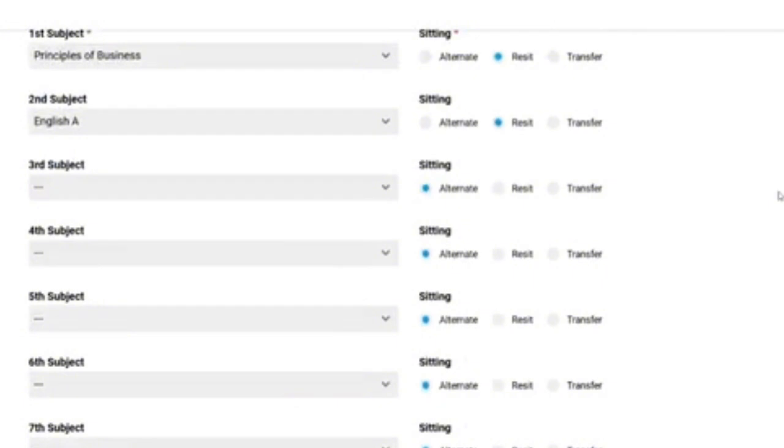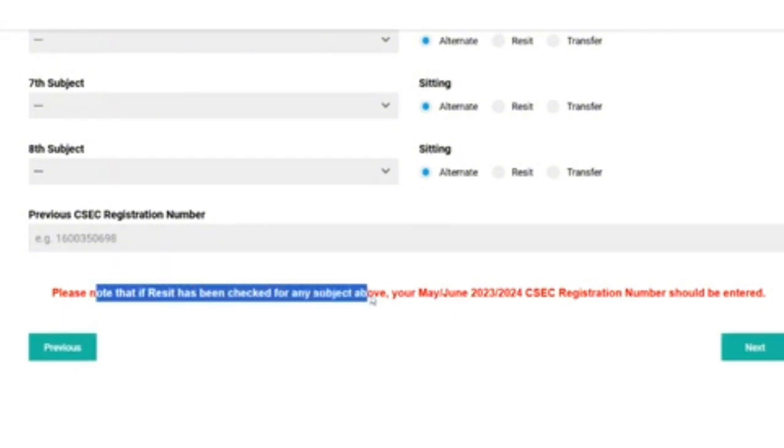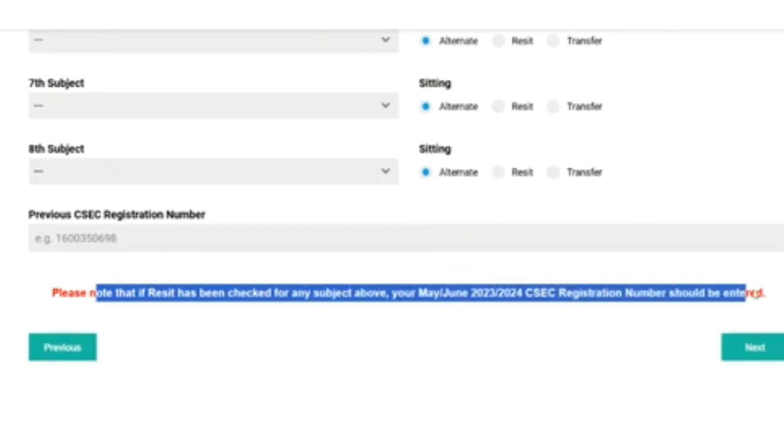So if you're going with more than 2 subjects, keep doing the same thing for all the subjects you intend to write. Now, if you wrote CXC previously, you want to make sure and write your registration number here. So if you wrote in Form 5, or if you wrote as a repeater before already, write that number there. Right, so please know that if resit has been checked for any subject above, your May-June 2023 or 2024 registration number should be entered.